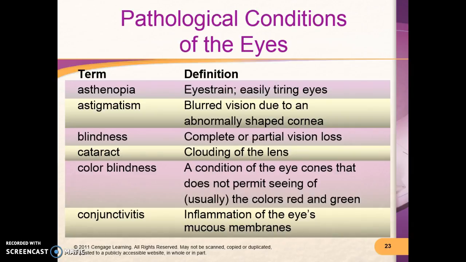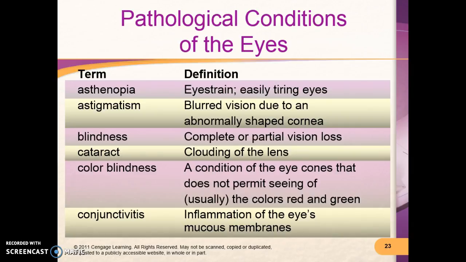So specifically, here's some of the conditions of the eye. Astigmatism is something you might be familiar with. Astigmatism comes from having an abnormally shaped cornea. So if it's not too bad, it usually results in having to wear glasses and things like that. Cataracts is another thing you've probably heard of, which has to do with the clouding of the lens. A lot of times that happens with our elderly patients.